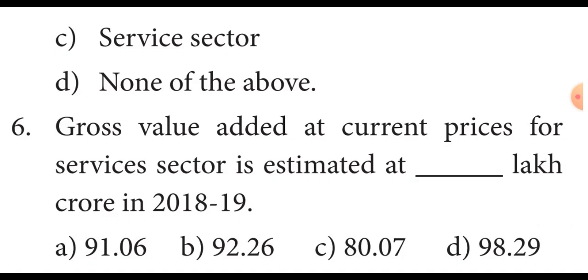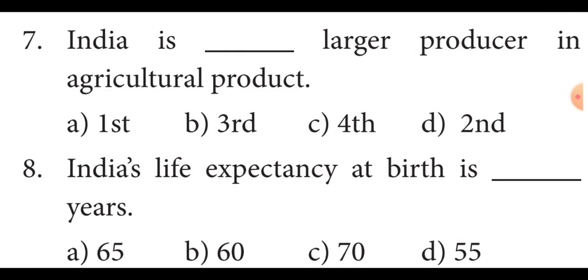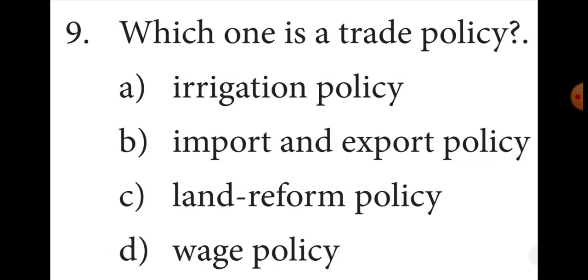Then the sixth question, gross value added at current prices for the services sector is estimated at dash lakh crore. 92.26, B option. Then India is the dash largest producer in agricultural products. Second, D option. Then the eighth one, India's life expectancy at birth is dash years. 65, A option. Next one, which one is a trade policy? Import and export policy, B option.